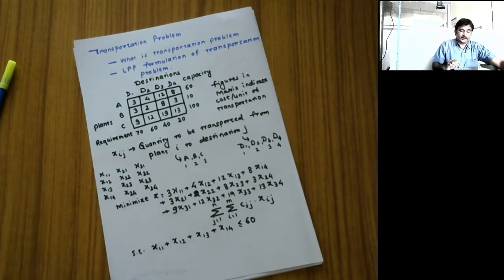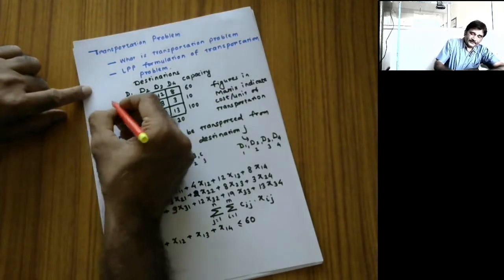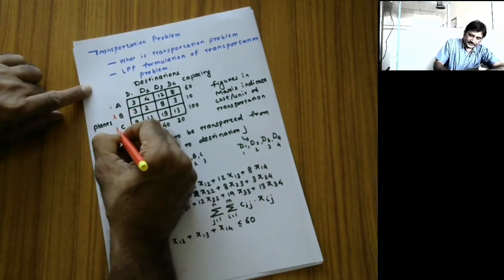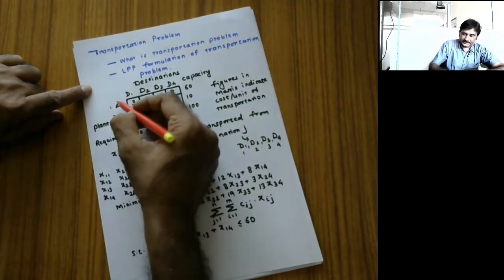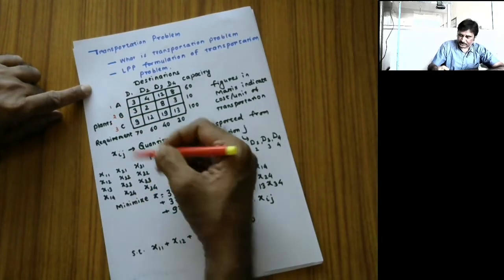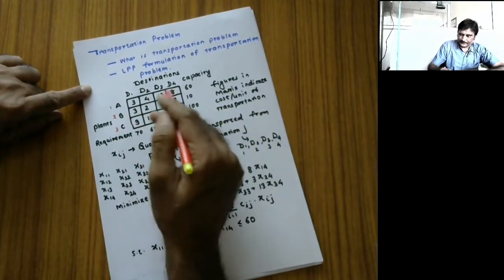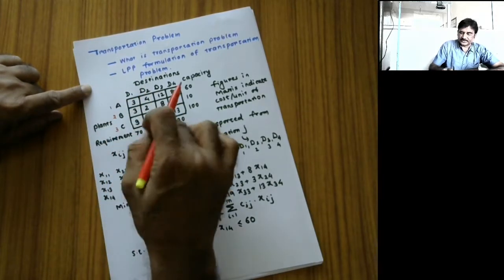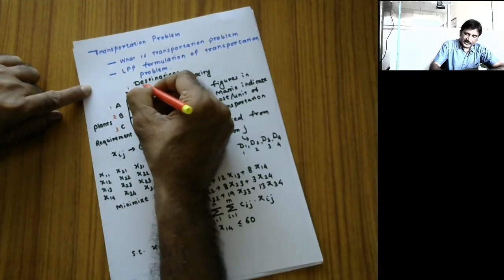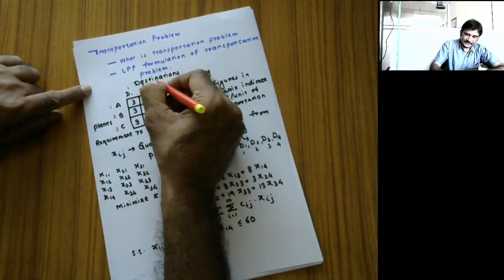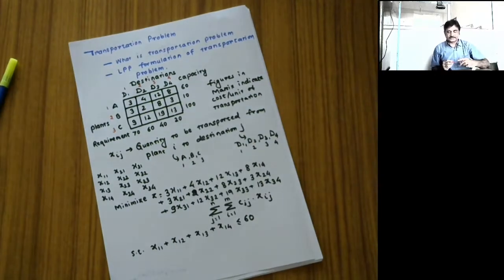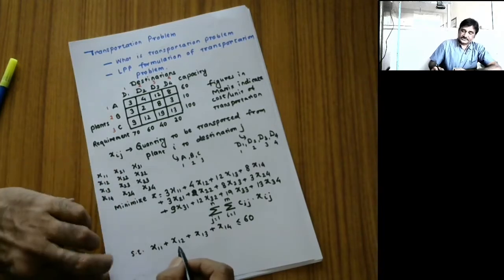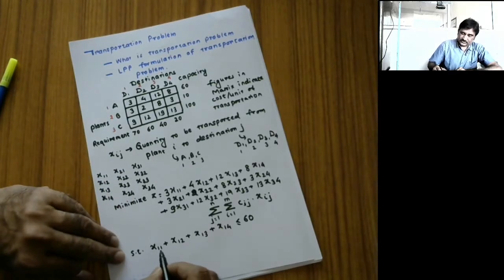For your understanding, I will write the indices of this: 1, 2, and 3. Wherever I write the first subscript, 1 stands for A. So you know the association between 1 and A, 2 and B, and 3 and C. Right here also 1 and D1, 2 and D2, 3 and D3, and 4 and D4. Once I have written the first capacity constraint, writing the second capacity constraint won't be difficult.